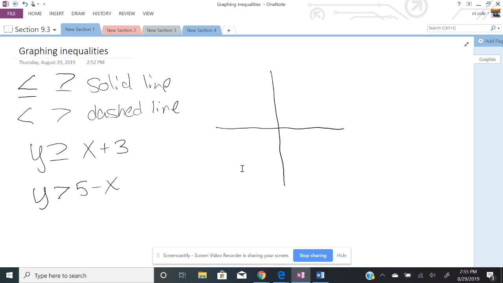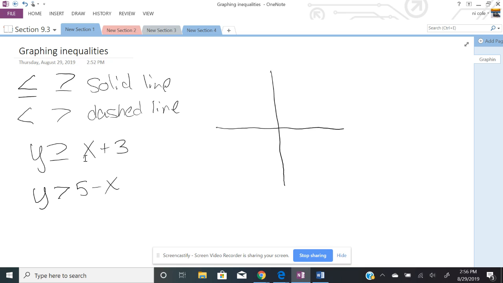All right, so this is section 9.3, and we're going to learn about graphing inequalities. There's some special information you need to know. When you graph an inequality line, if you have this less than or equals or this greater than or equals, it needs to be a solid line. But if you just have less than or greater than, it needs to be a dashed line.